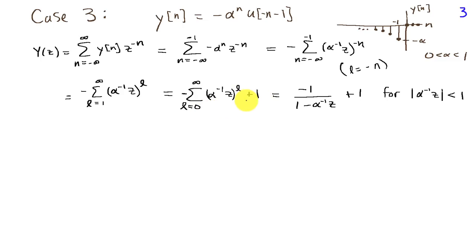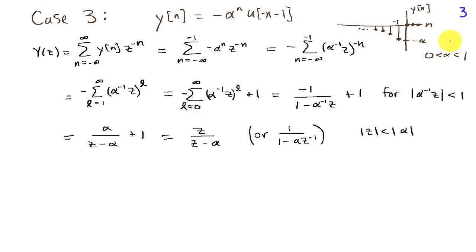So the L equals 0 term is 1, and since there's a minus sign in front of the sum, we end up adding 1. In this form, we can use the formula for the geometric series to write this as, and we get the minus sign from out front, and then we have 1 over 1 minus the quantity being raised to the power, which in this case is alpha inverse z, and then we'll have our plus 1 term. And this sum from L equals 0 to infinity has this closed form expression, provided that the magnitude of the quantity being raised to the power is less than 1. In other words, the magnitude of alpha inverse z is less than 1. If that's not true, then this sum does not exist, and we can't find the z-transform.